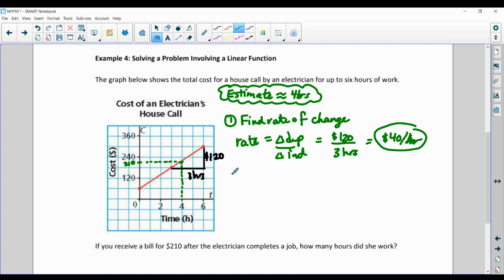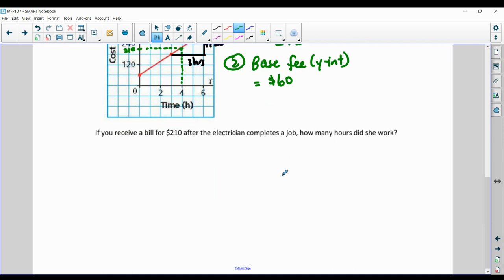per hour. The second thing I need to find is the base fee, which is our y-intercept. And the base fee was here, which is $60. So below here, I'm going to show the calculation of how we can finish this question and find out the exact answer. The cost for this electrician is going to be $40 per hour times the number of hours plus the base fee. We know that the cost is $210. What we don't know is the number of hours. So I'm going to keep that as H.